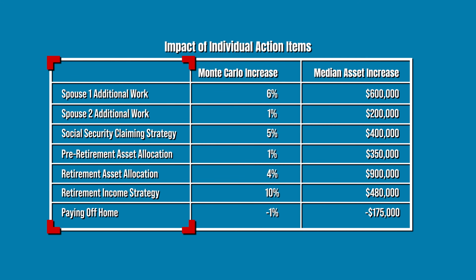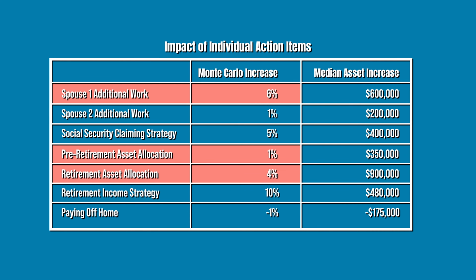But what you can see here is that when we actually itemize this list into the 6 or 7 individual action items that are components of this plan, some of these have negligible impact, right? Spouse 2's additional work is only 1% increase in Monte Carlo success. And you can see here pre-retirement asset allocation. Changing their asset allocation before retiring also has a much smaller percentage increase of success compared to spouse 1's additional work or to the post-retirement asset allocation.